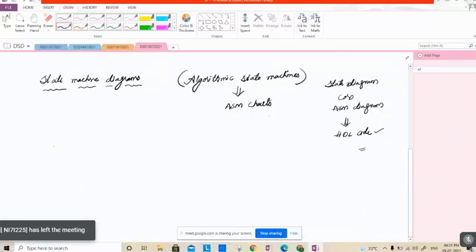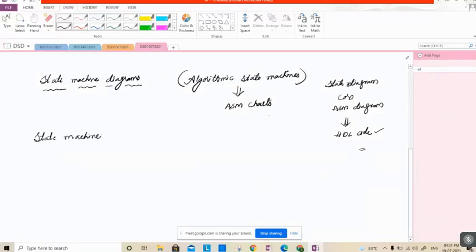So what I have told you in the previous classes, first of all, state machines, are they sequential circuits or combinational circuits? Sequential, sir. Only sequential, no, the combinational part is also there, sir. Right.